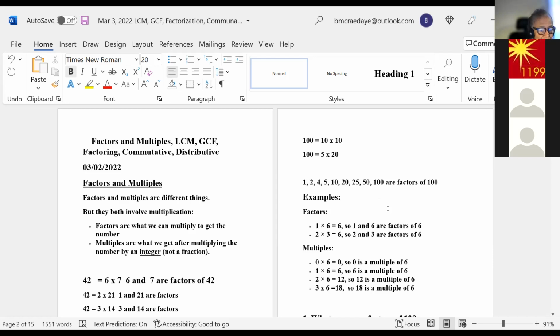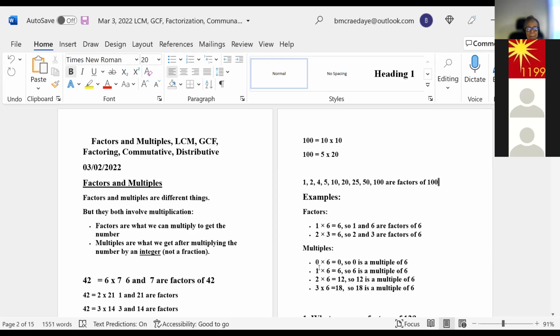Now let's look at multiples. Now factors, we said 2 numbers multiply to give you the number we're trying to factor. Now multiples is also multiplication, but we multiply from 0 through some numbers by our number, and we get the multiples. So multiples come from multiplying your number by numbers, starting with 0.